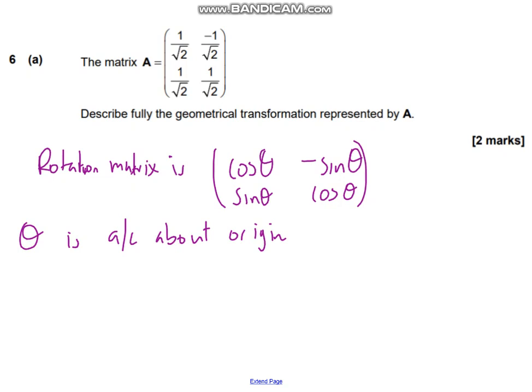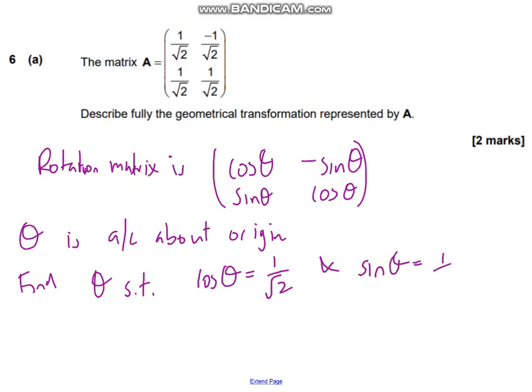Okay, so what we're after is, for this individual question, we need to find theta such that cos theta is equal to 1 over root 2 and sin theta is equal to 1 over root 2. Now, we should probably know what this is, but one way to make sure is if we had a right-angled isosceles triangle with 1s there, we'd have root 2 there, and so in that case theta would have to be either 45 degrees, but more likely, as we're in radians, pi over 4.